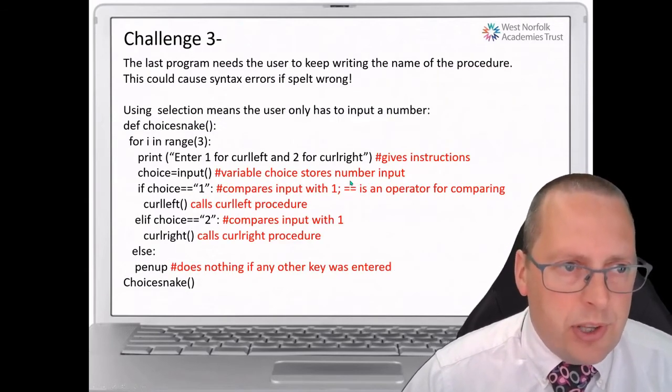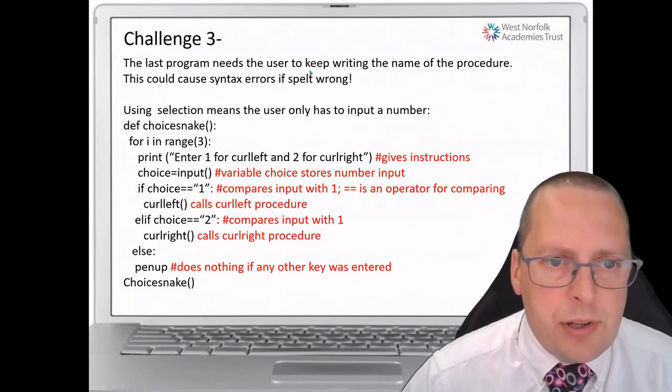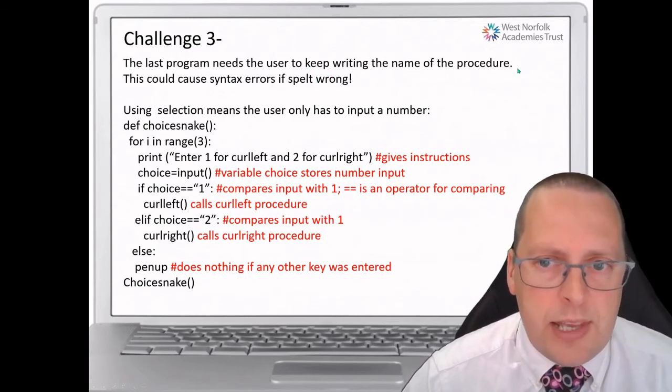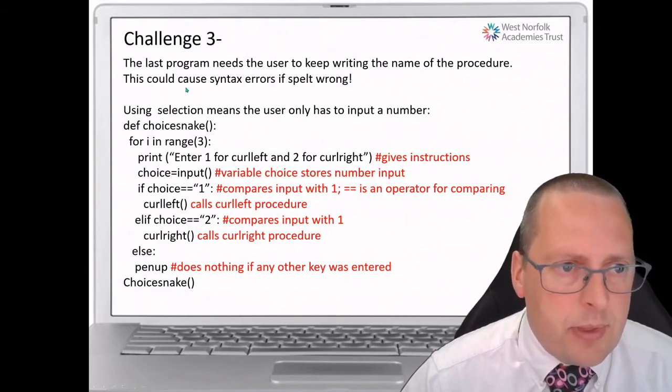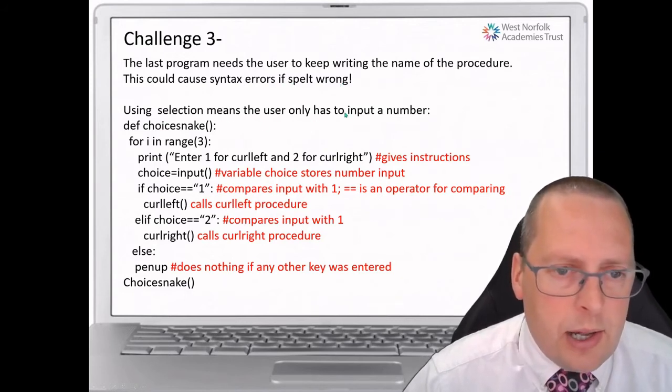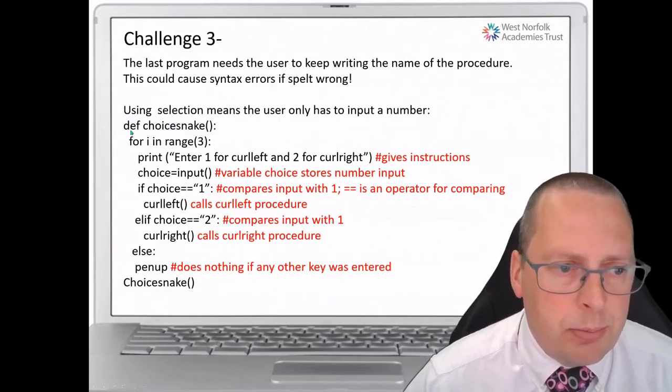We then move on to another challenge. So the program needs the user to keep writing the name of the procedure, and instead we could end up with errors. So we're going to try and avoid having these errors. We're going to use selection now as a way to input a number to tell the snake what to draw, so whether to go left or right. So we're going to add a new procedure in here.